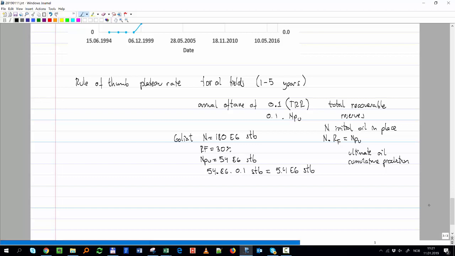And to change to rate, because I'm interested in the rate, to size everything else, I just divide by the number of producing days in a year. If I'm operating in plateau mode, every day I should produce the same rate. So it's simply, to get the QO plateau, 5.4 divided by. And here, I usually don't produce every day in a year.